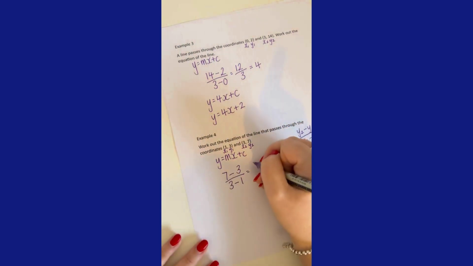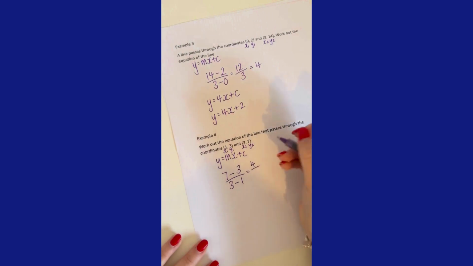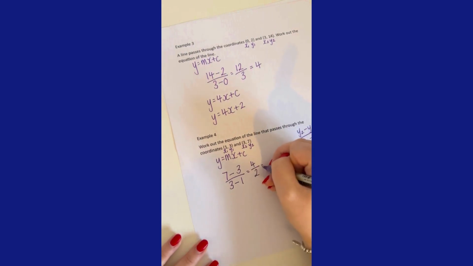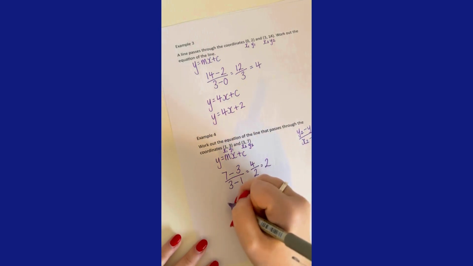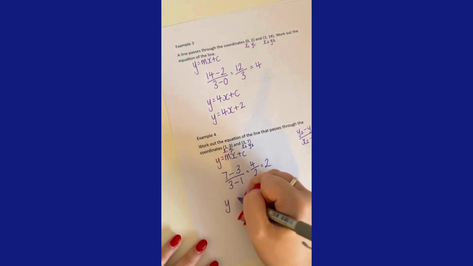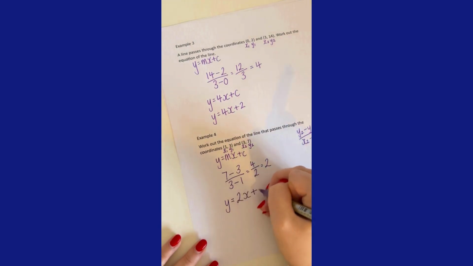7 take away 3, that gets me 4, and 3 take away 1 gets me 2. Then I can do that division. 4 divided by 2 gets me 2. Now what I'm going to do is put my gradient into my general equation like I have done for all the other ones. Y equals 2x plus c.